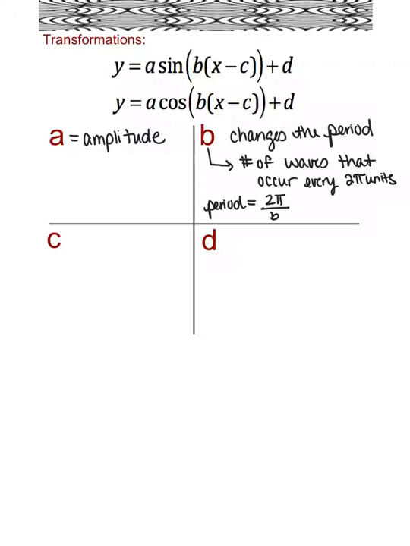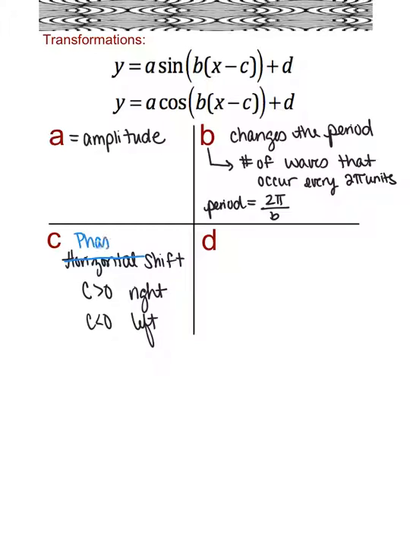Now C we saw was a horizontal shift. And we said if C was greater than 0, it moved to the right. And when C was less than 0, it moves to the left. Now, often, this is not called a horizontal shift. It's called a phase shift when I'm dealing with these periodic functions.